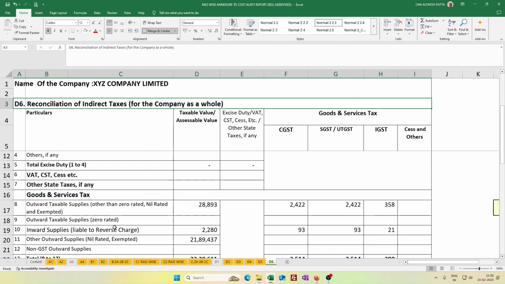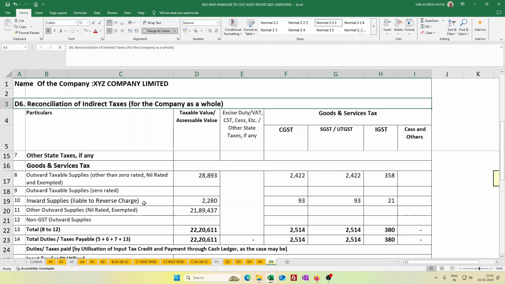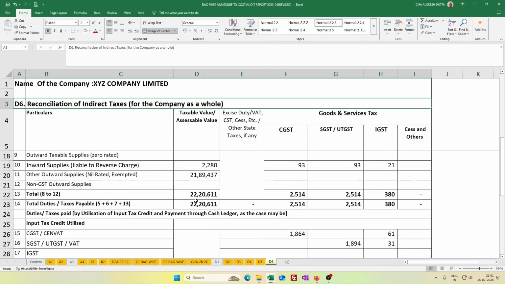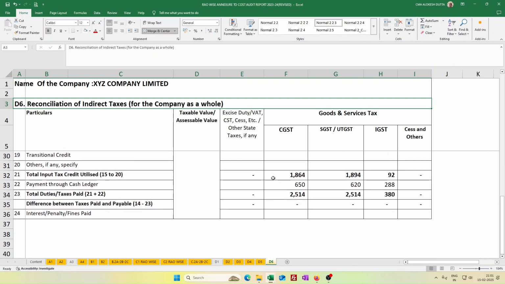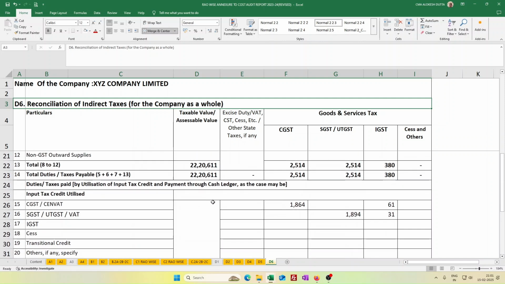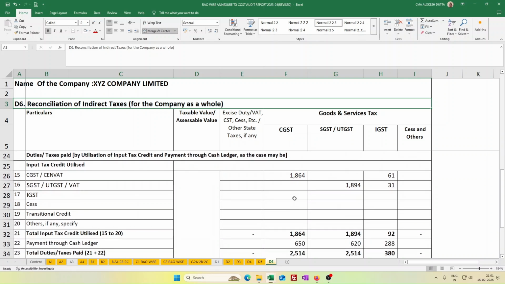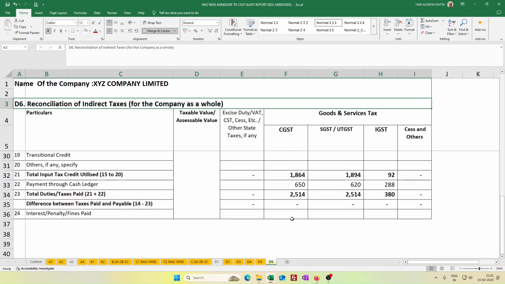And D6. Here D6 means the outward taxable liability: taxable, zero rated, nil rated, which have to be given separately, and outward supply, total duties and taxes, and you have to show GST, SST and IST. This is the taxable value and this is the tax payable, duties and tax payable. Input tax credit is minus, and you have paid through the cash ledger, duties and taxes paid, and the balance is zero, the difference is zero.